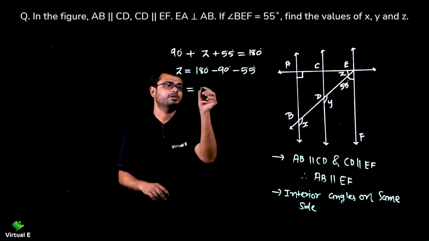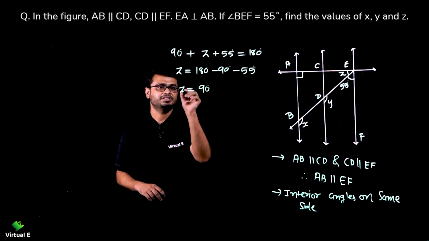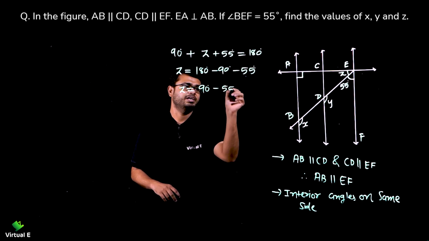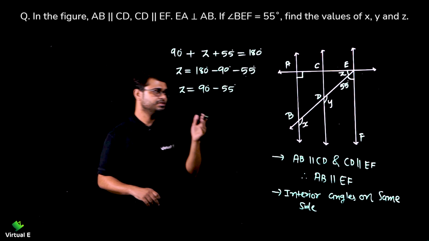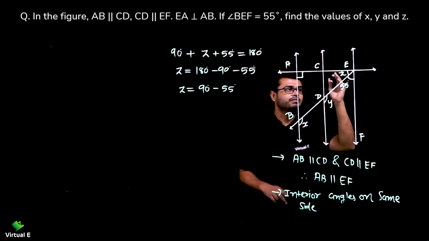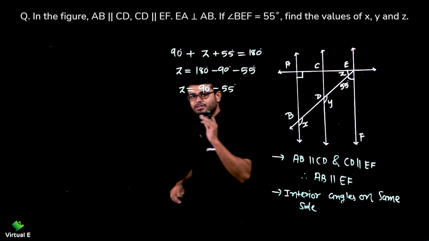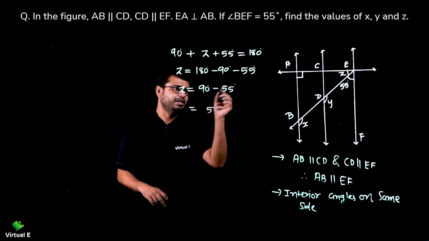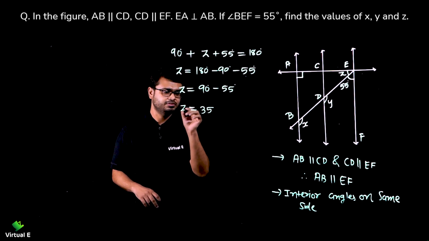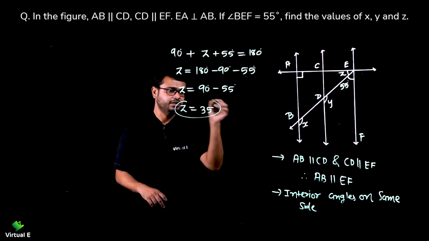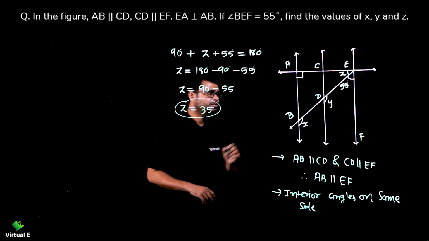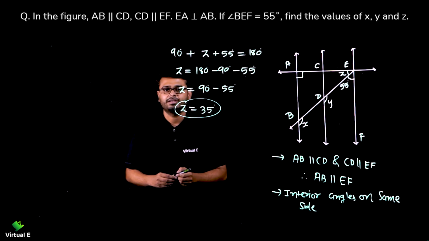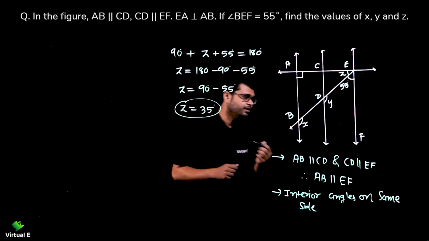So here we are going to get 90 degree, very simple, and minus 55. So that's why I was talking about to get the value of Z is very simple. So 10 minus 5 is 5 and 8 minus 5 is 3. So Z is 35. So this is the value of Z. Now let's find the value of other unknowns.